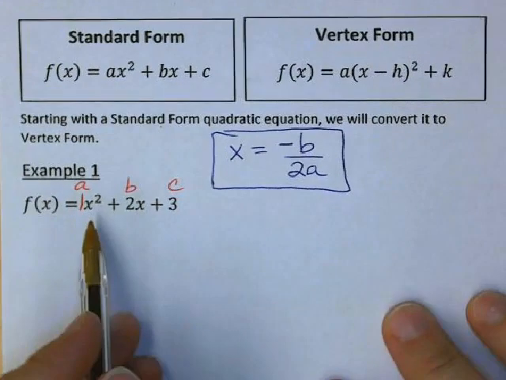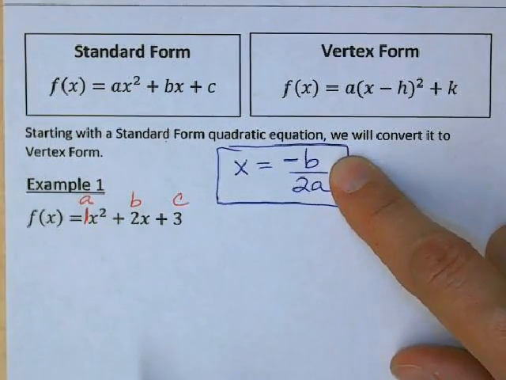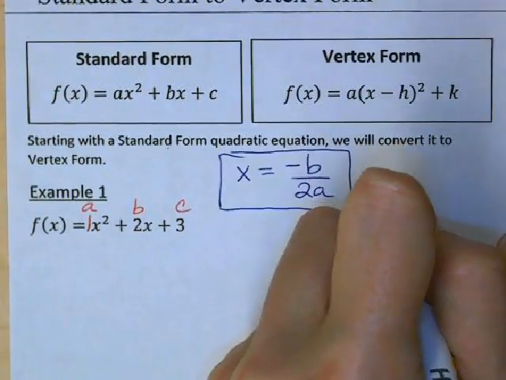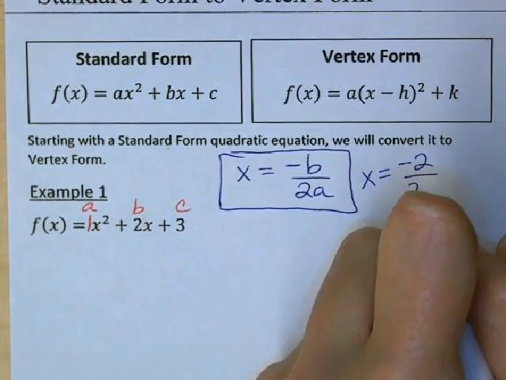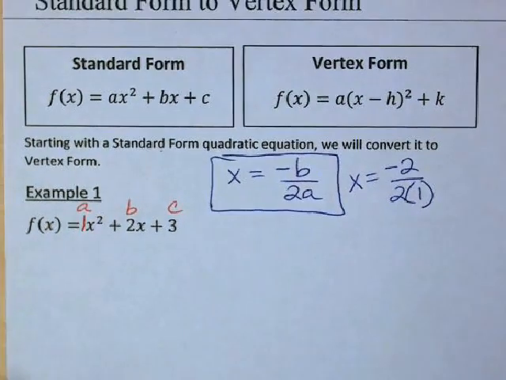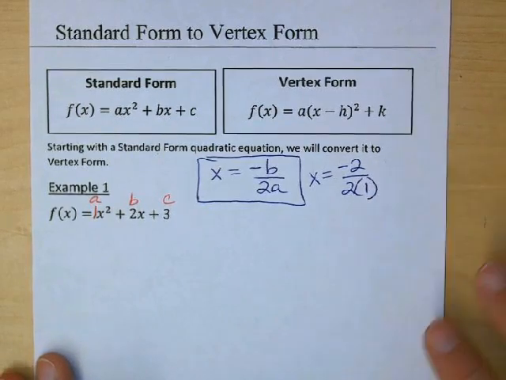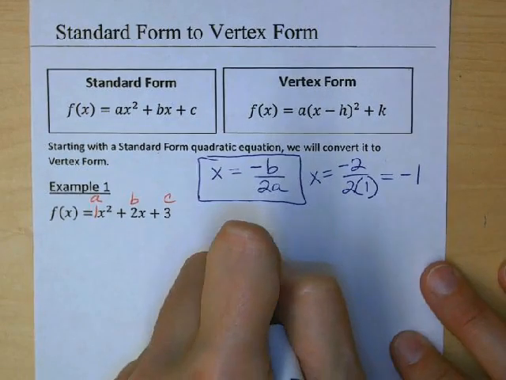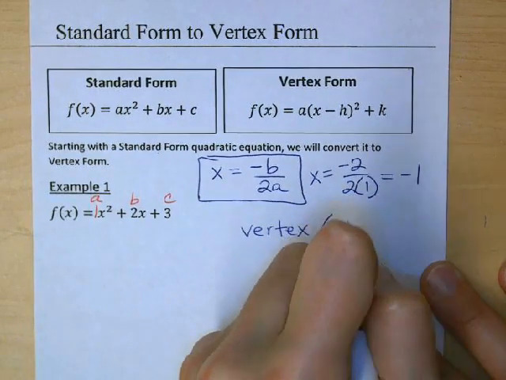Okay, so what should I put for negative b? Yeah, I'm going to put negative 2. Good job. I'm going to put negative 2, because it comes from right there, over 2 times a. Okay, what would you get if you did the math on that? What's negative 2 divided by 2? Negative 1. Yeah. So this gives us the vertex. Negative 1.